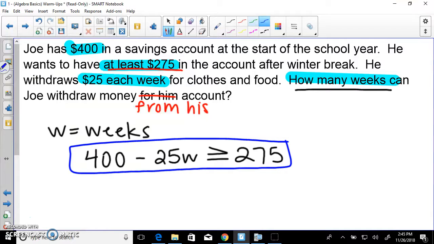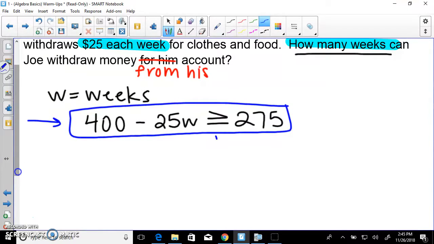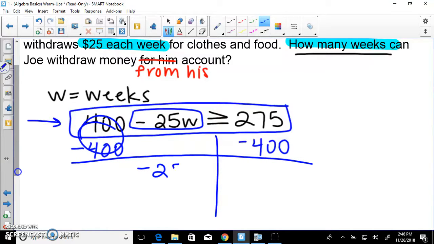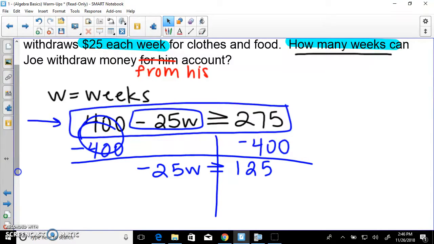So you might have a question that says which one of these inequalities would be used to solve this situation. That would be that inequality. All right, now we're going to solve. So eventually I'm going to get to this negative 25 weeks, but first I need to move over this 400 by creating a zero pair or subtracting 400. We've got 0, and we're left with negative 25w is greater than or equal to negative 125.